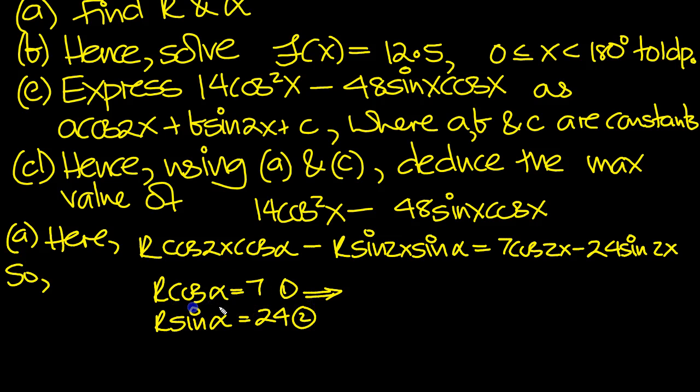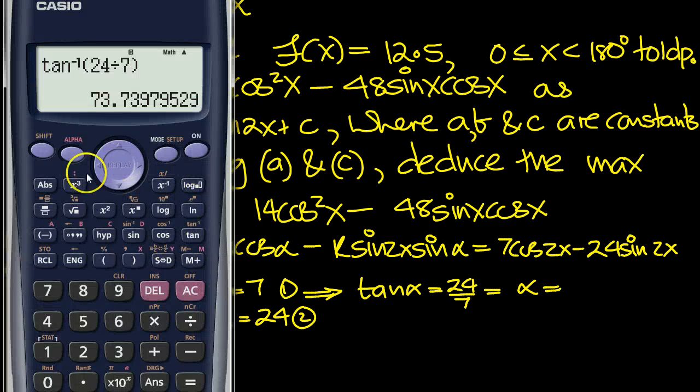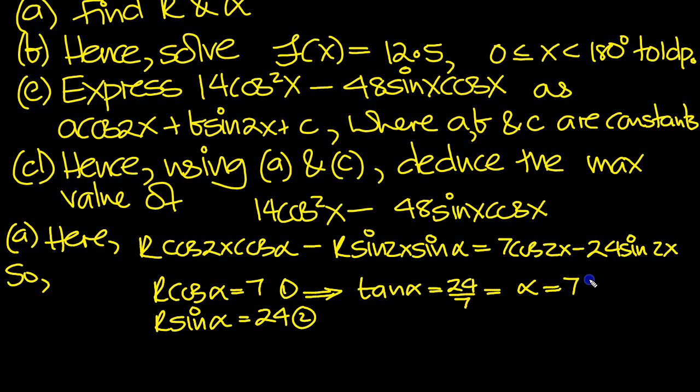This will tell us that tan alpha, dividing 2 by 1, is 24 over 7. And so alpha is equal to shift tan of 24 over 7. Let's just tap that in. I've done it here: 73.739, which equals 73.7 to 1 decimal place, in degrees.